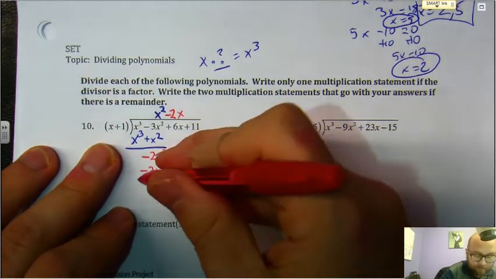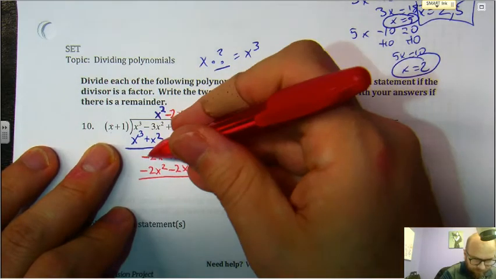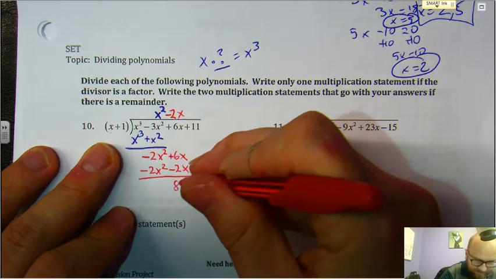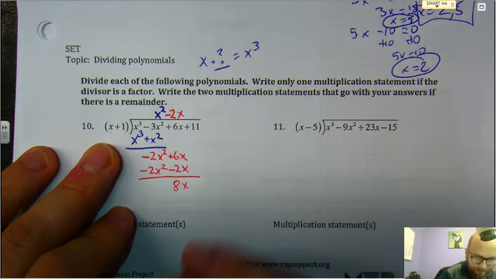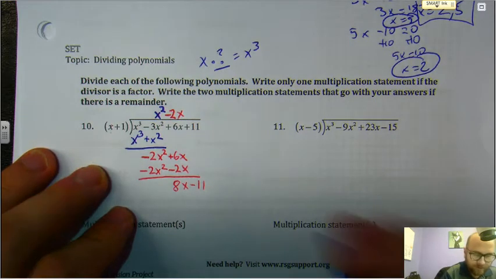Okay. Going to combine those. Subtract, subtract. This becomes 8x. Bring down the 11. Okay. Now I'm going to do the last little part here, bring down the 11.